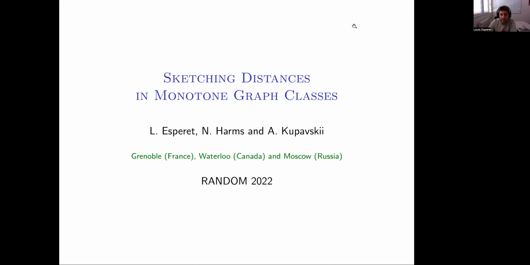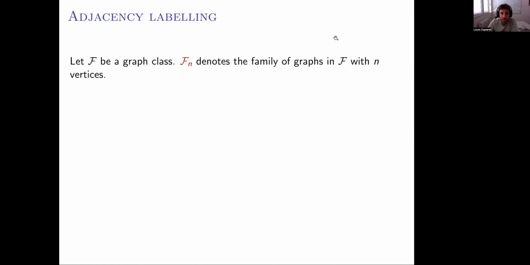Hello, everyone. I'm Louis Esperet from Grenoble, and I'm going to talk about sketching distances in graph classes. This is joint work with Nathan Harms from Waterloo and Andrei Kopowski from Grenoble and Moscow. So I'm going to start talking about adjacency labeling first.